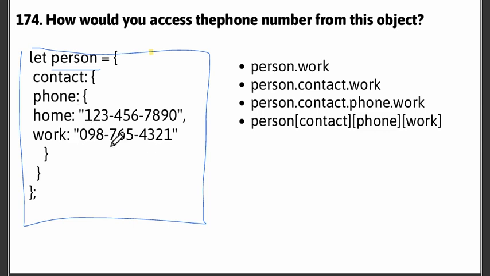If we want to access the telephone number, we simply use dot notation. So the third one is the correct answer. First we access the person object, then the contact object, then the phone object, and then the work property. So here our output will be work. We have discussed that in order to access the values inside an object, we use either dot notation or bracket notation. So here we're going to use the dot notation.